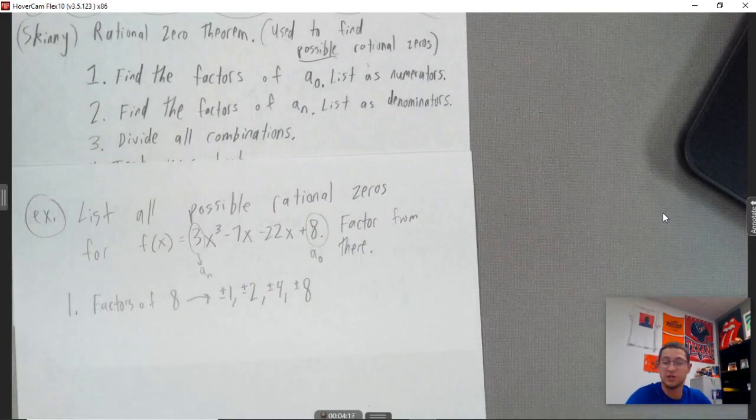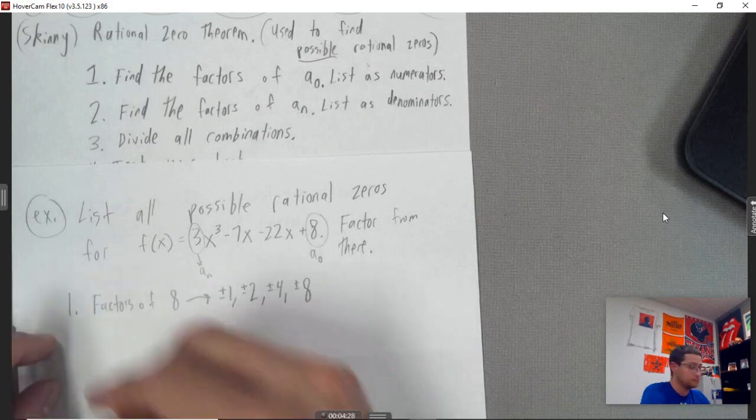Now what I mean by integer is whole numbers: 1, 2, 3, 4, 5, etc. You're counting numbers, and then you're including the negatives as well. Those are your factors of 8.